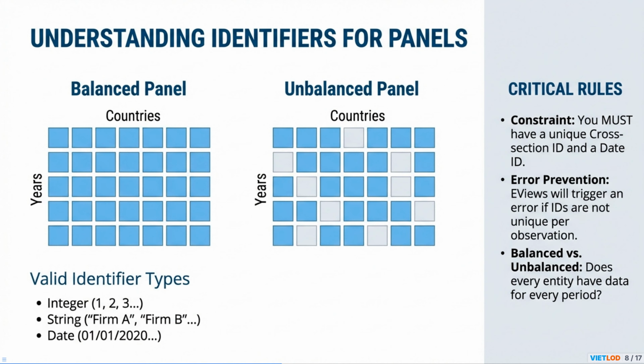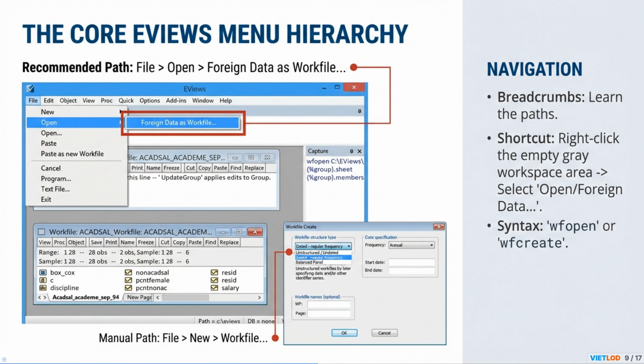First, a fundamental constraint. You must have a unique cross-sectional ID and a date ID. The combination of these two must uniquely identify each individual observation in your dataset. For error prevention, EViews is designed to trigger an error if these IDs are not unique per observation, preventing data integrity issues. Finally, the distinction between balanced versus unbalanced panels is whether every entity has data for every period. A balanced panel ensures a full rectangle of data, while an unbalanced panel has gaps.